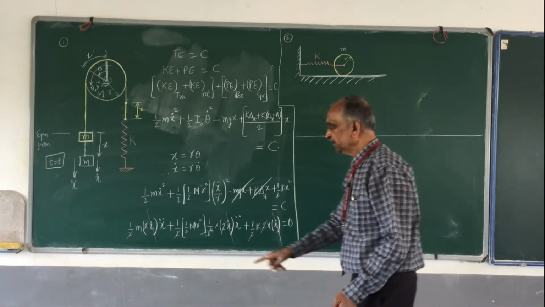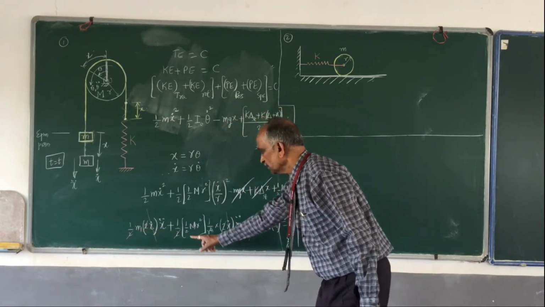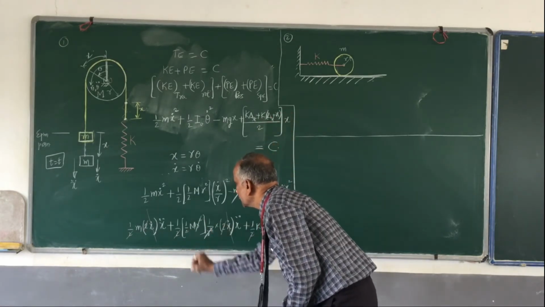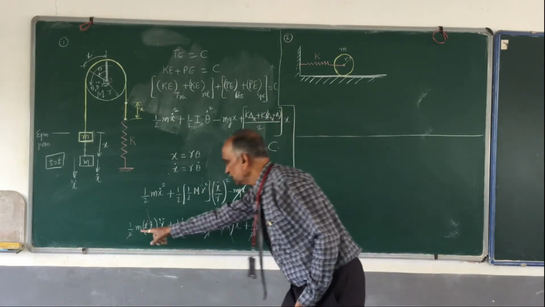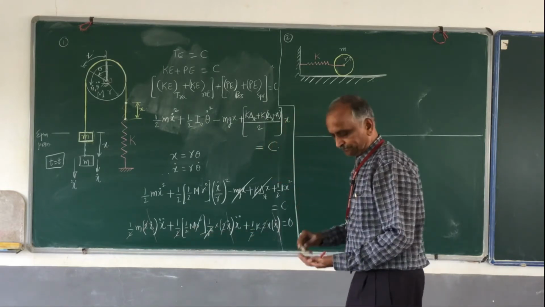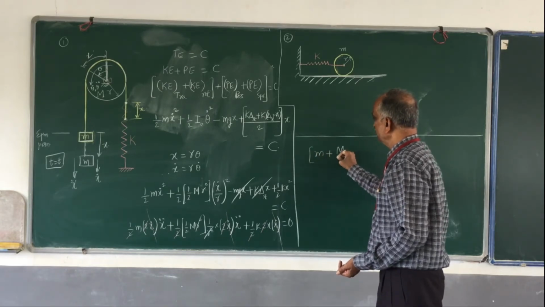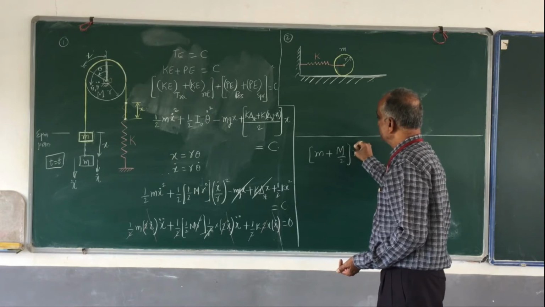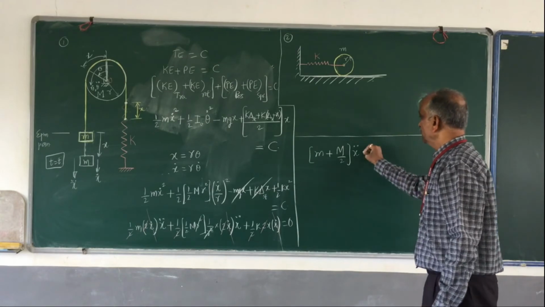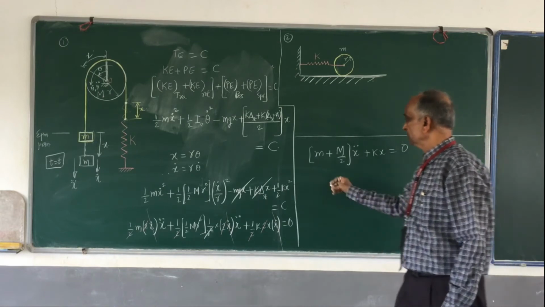Now let me simplify. What do I have? Small m into x double dot. Here half, so this r square and this r square I can cancel. So here capital M by 2 into x double dot. That means small m plus capital M by 2 into x double dot, from these two terms, and plus kx is equal to 0. Simplify this.